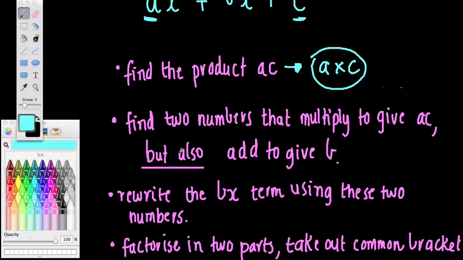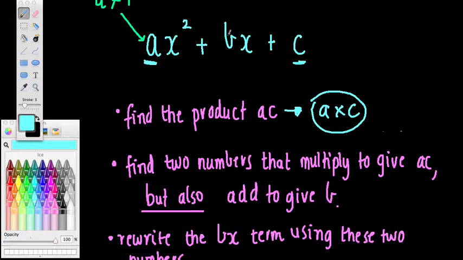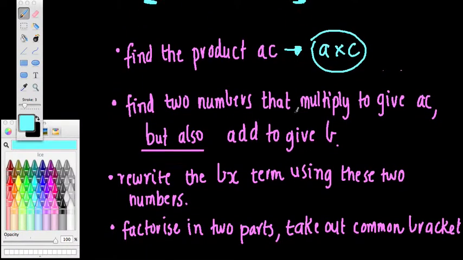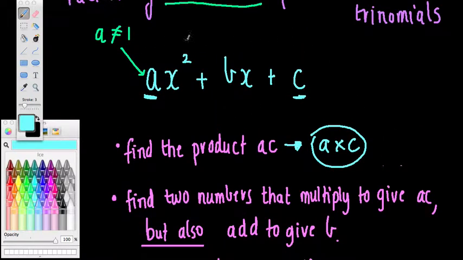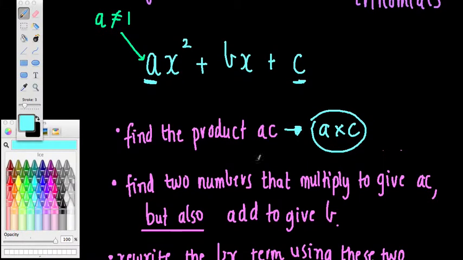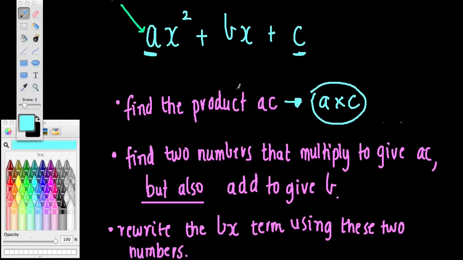But those two numbers that you select, they also need to add to give you B. So this is where it's similar to the sum and product method that we've done previously. But instead of them multiplying together to give you C, they've got to give you AC. So it's just a little extra step in there. After we do that, what we'll do is rewrite our expression. So this whole rule up here, we're going to rewrite that, but we're going to use the two numbers that we selected, and we're going to rewrite that BX term split into those two numbers with a variable X.